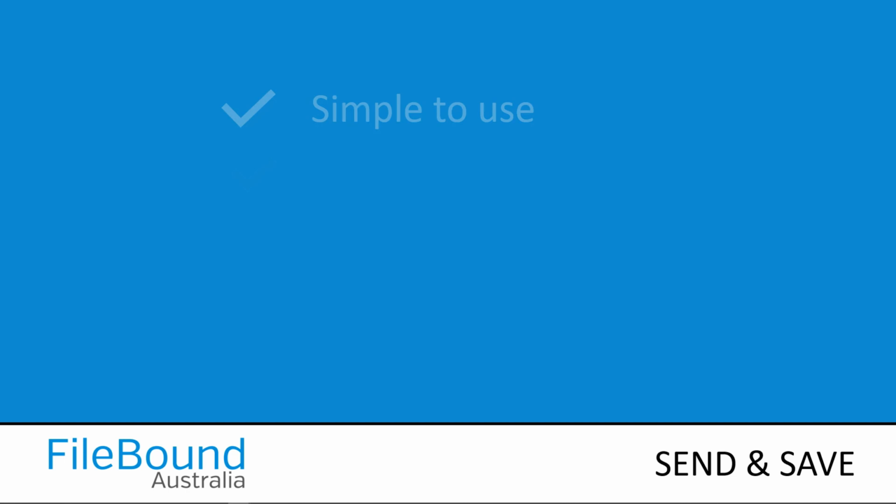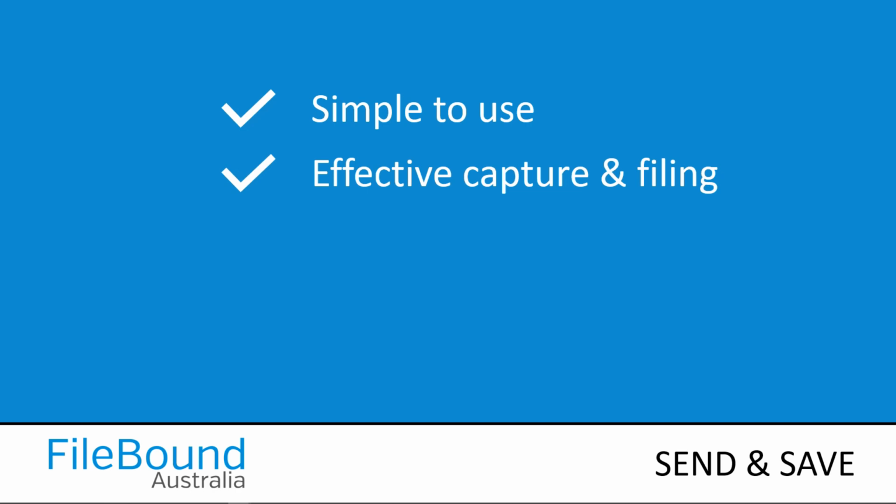As you can see, the Send and Save function within FileBound Connect is a simple and effective way to capture and file important email correspondence on the fly right from Outlook. FileBound Connect has many other features that can be viewed by watching the video linked in the description below. This feature is just one.